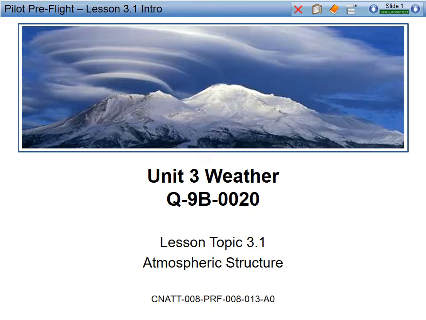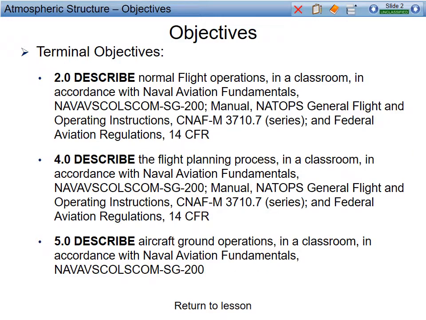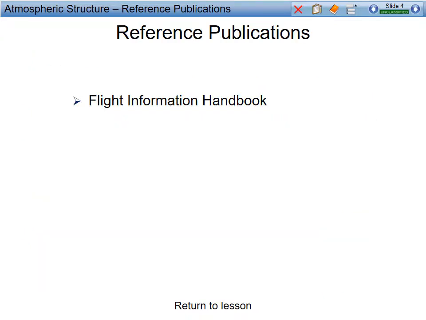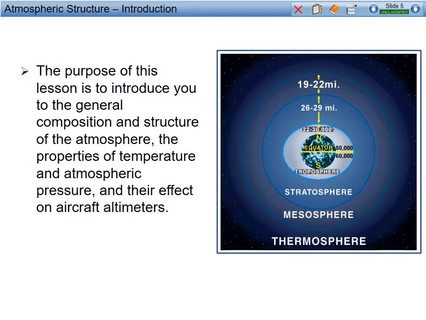Lesson 1: Atmospheric Structure. If you are able to describe, define, state, and differentiate the learning objectives, you have complete mastery of the material. We will not be covering all of the layers of the atmosphere in this lesson, only the stratosphere and troposphere.